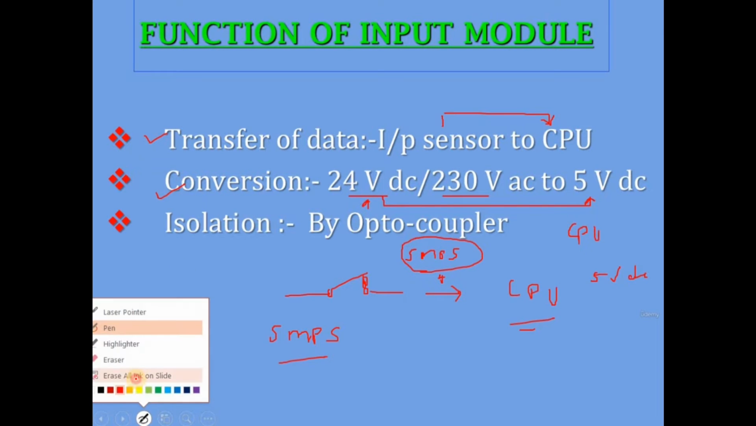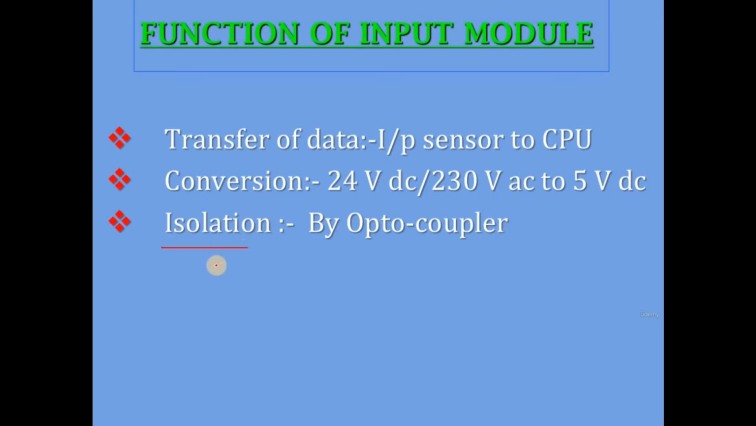Now the most important thing here, you can observe the isolation part. We can provide the isolation by using the optocoupler. So what exactly is the optocoupler? The optocoupler provides isolation between the power circuit and the control circuit, right?